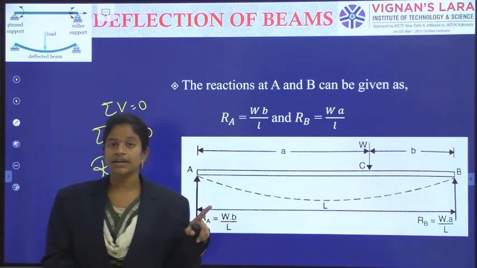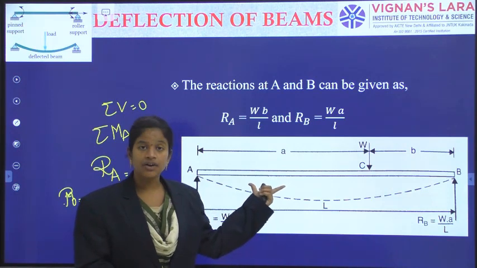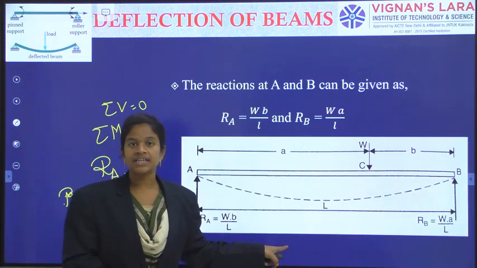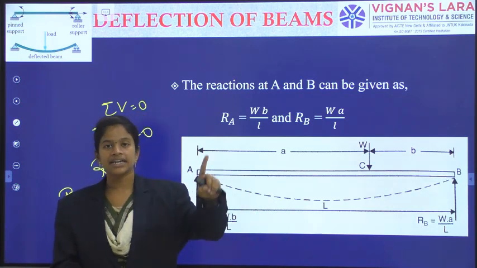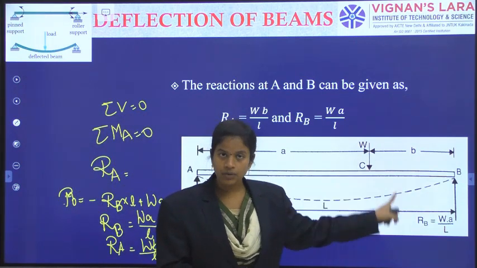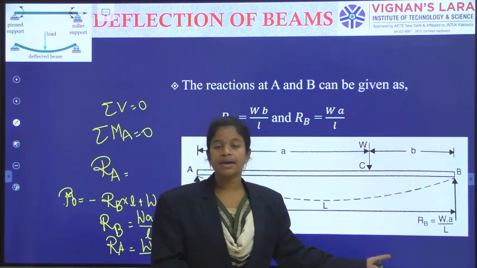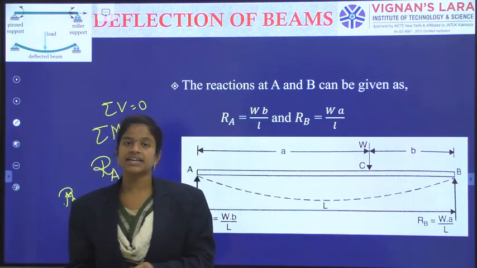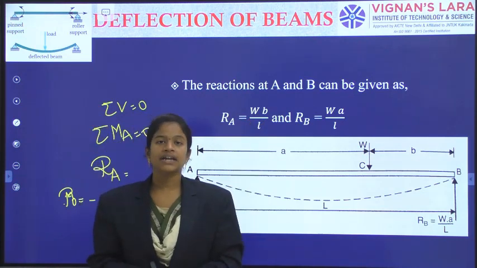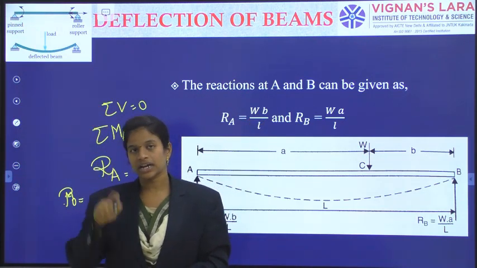So in the double integration method, first I have to take one section in between A and C, and the corresponding M_x I have to equate to EI d square y over dx square. Again, in between C and B, we have to take one more section, and again that M_x should be equated to EI d square y by dx square. So two complete processes need to be completed for evaluating the overall structure's one answer.